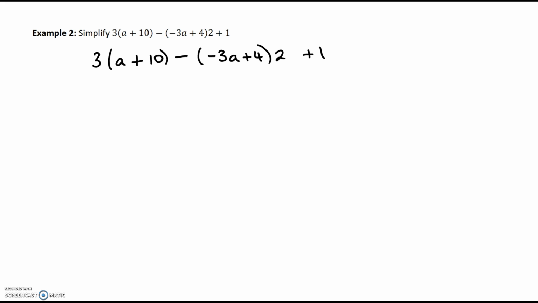So let's identify the multiplication. There's going to be a multiplication here. The 3 is going to multiply the a plus 10, and then there's going to be another one here. The negative 3a plus 4 is all multiplied by the 2.